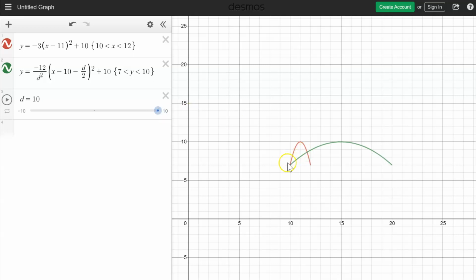So this is what the parabola would look like if it was 10 meters wide, because it would be negative 12 over 100, x minus 20. Oh, sorry, x minus 15, and you can see the vertex at 15, and then plus 10, it's up there as well. So that's the point of generalizing. You can even make it negative. I'm not sure why you'd want to do that, but there you go.